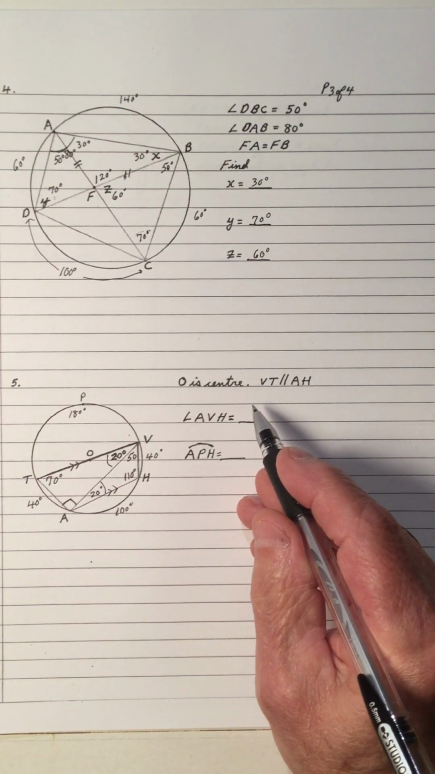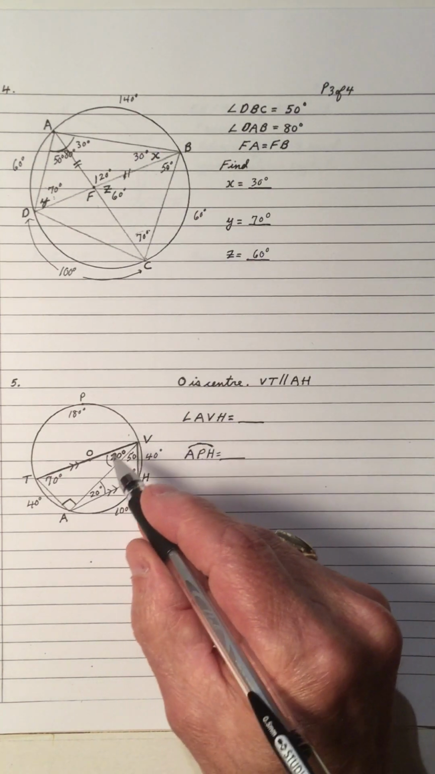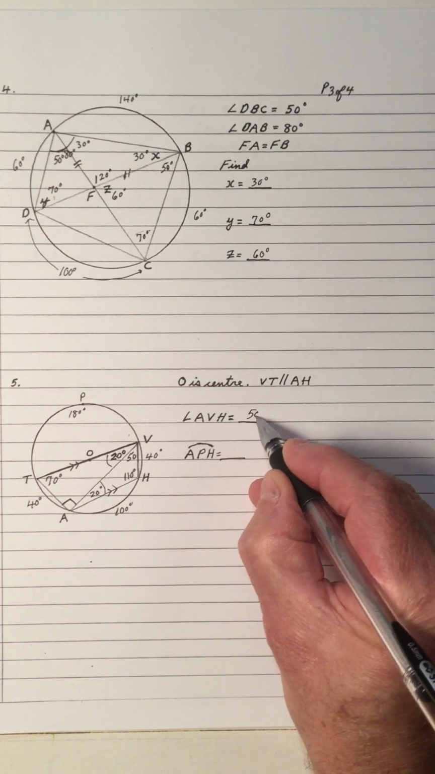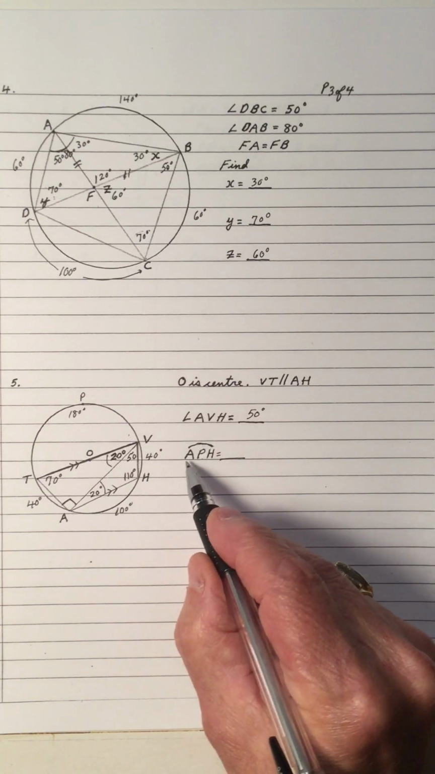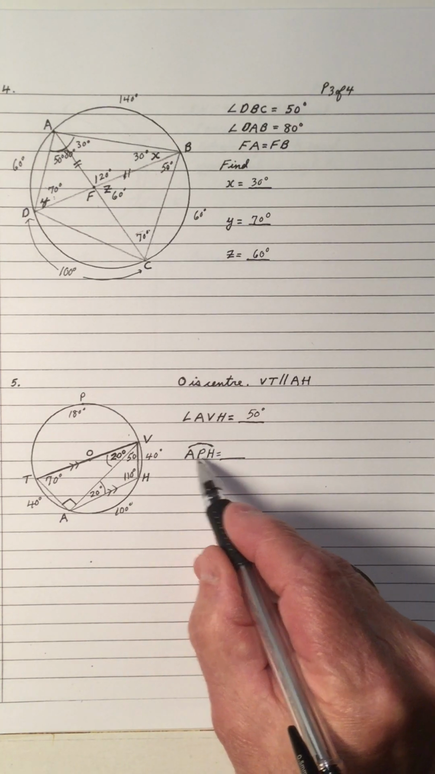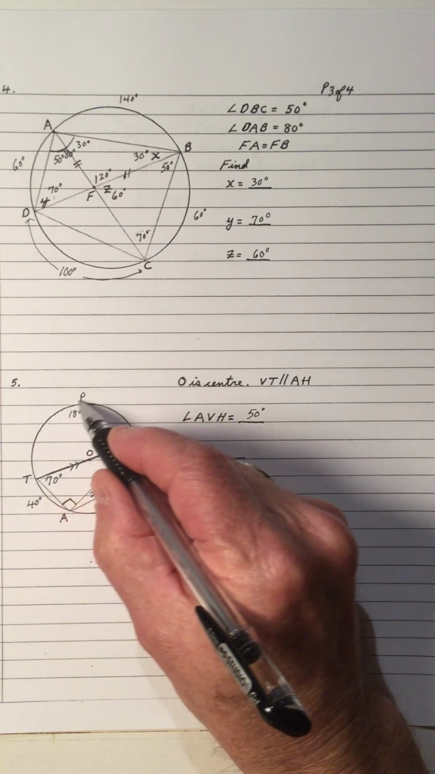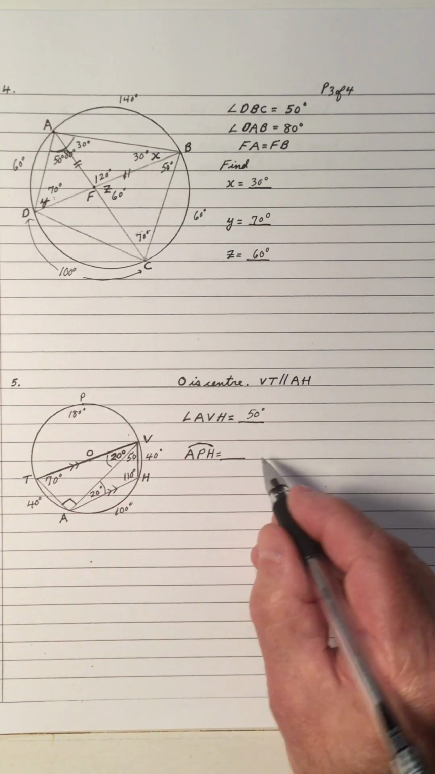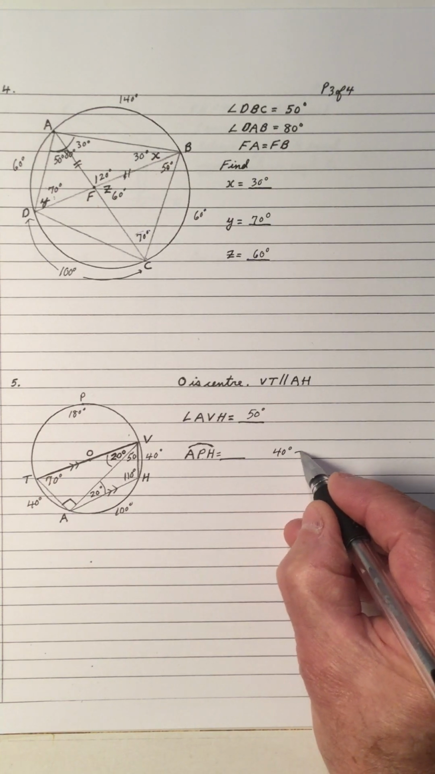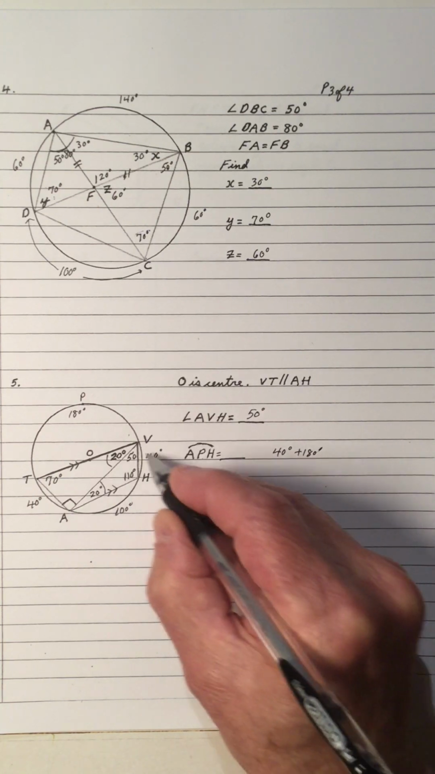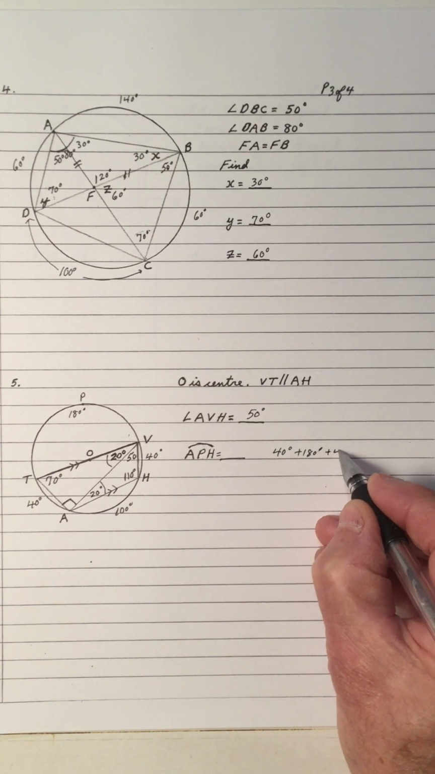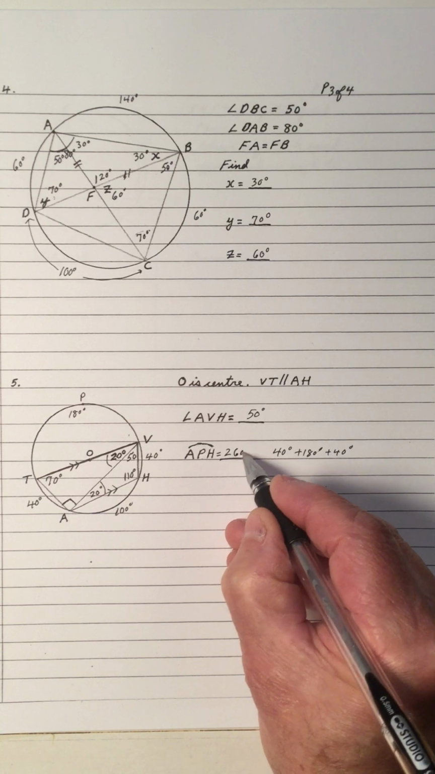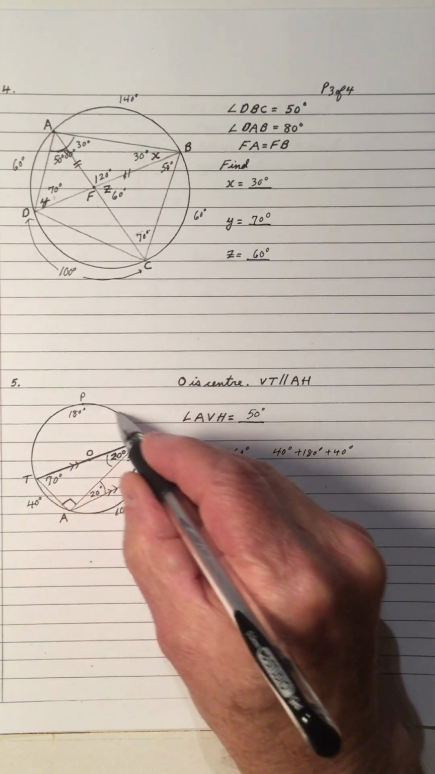So, let's see if we have it all. Angle AVH is 50. And what's the measure of APH? APH is right here, so that's 40, 180, plus 40. So add all that up and you get 260. So from here to here is 260.